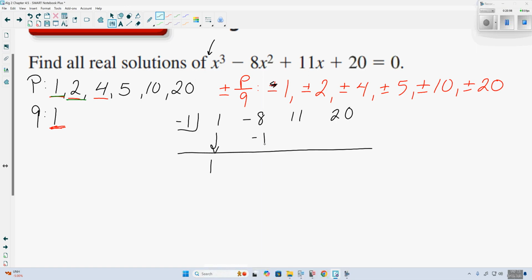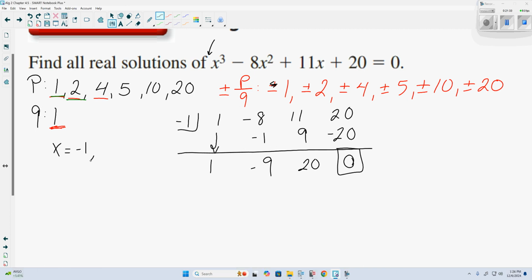-1 times 1 is -1. -8 plus -1 is -9. -1 times -9 is 9, 11 plus 9 is 20. -1 times 20 is -20, which gives us a remainder of 0. Well, it could work twice, so we could try it again, see if it works. It won't. So it only works once. So that tells us one of the solutions is -1.